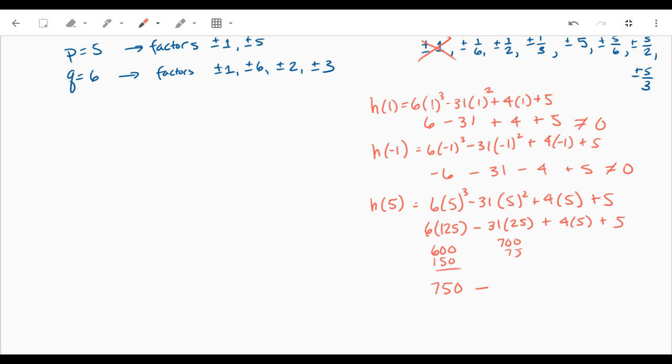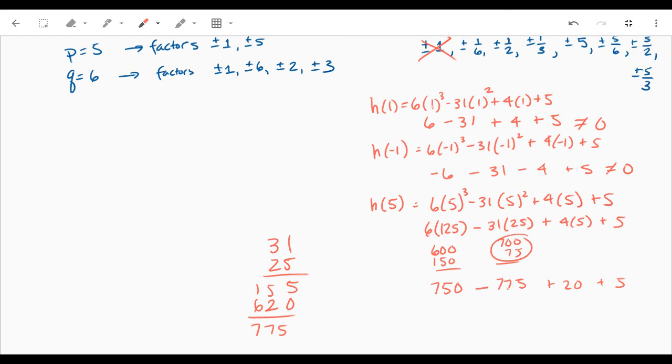Yeah, 775. I just wanted to make sure. Okay, and then plus 20 plus 5. So you might have to do some longer multiplication. And if you didn't follow that quarter thing, you can just do 31 times 25, the old-fashioned way, right? 1 times 5, 3 times 5, 1 times 2, 3 times 2. Sometimes you don't like to take the time to do it, but it's not that tough.